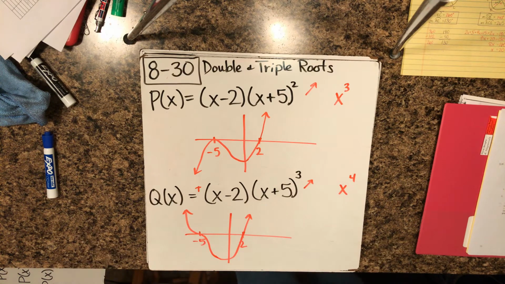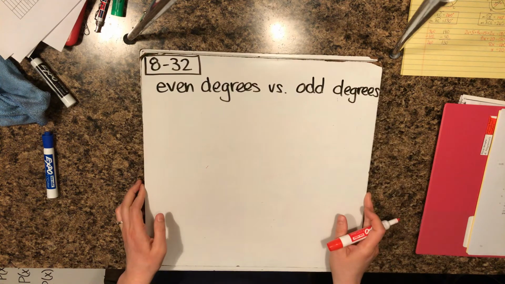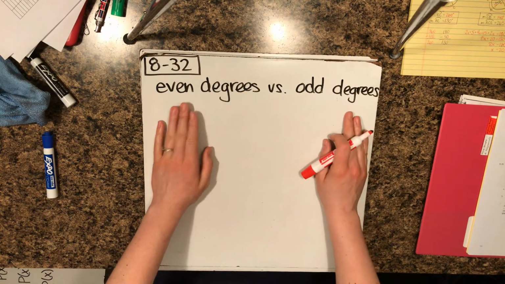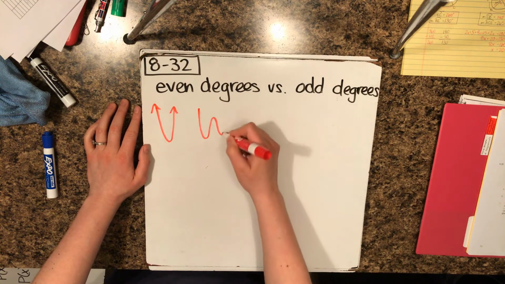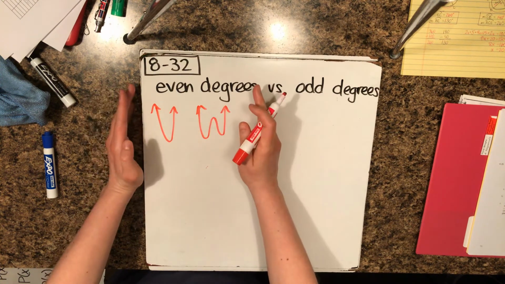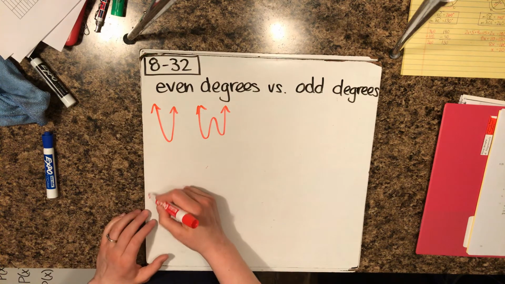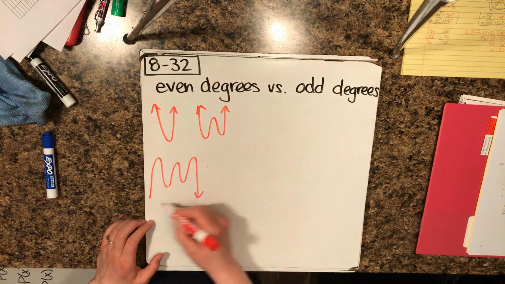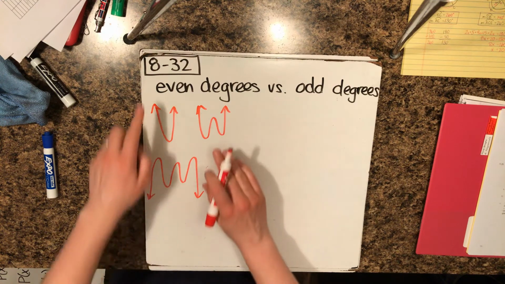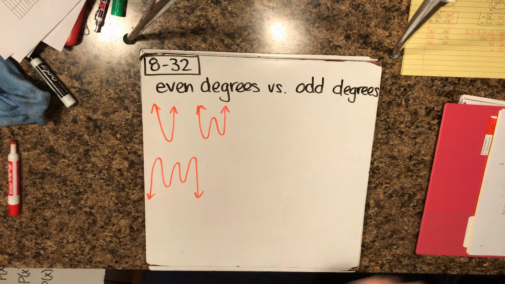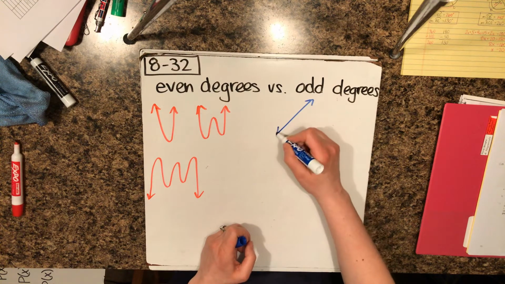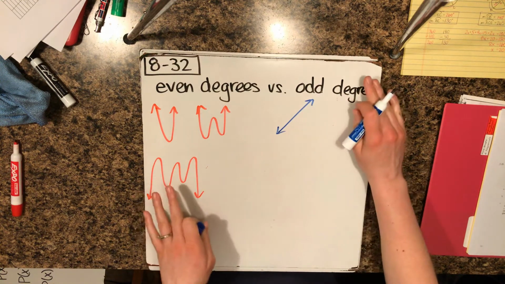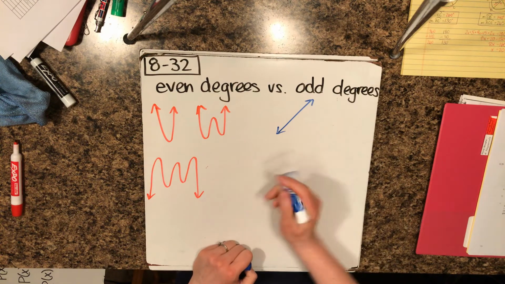All right. Next, again, we're still talking about all the same stuff. 8-32 is talking about even and odd degrees. Even degrees are things that have the tails that start and end in the same direction. Okay, maybe it's down, but whatever it does, it's got to start and end the same for an even degree. If it's an odd degree, it's going to start and end opposite. Think about your basic line, y equals x. Those tails go in opposite directions. To the left, it's going down forever.